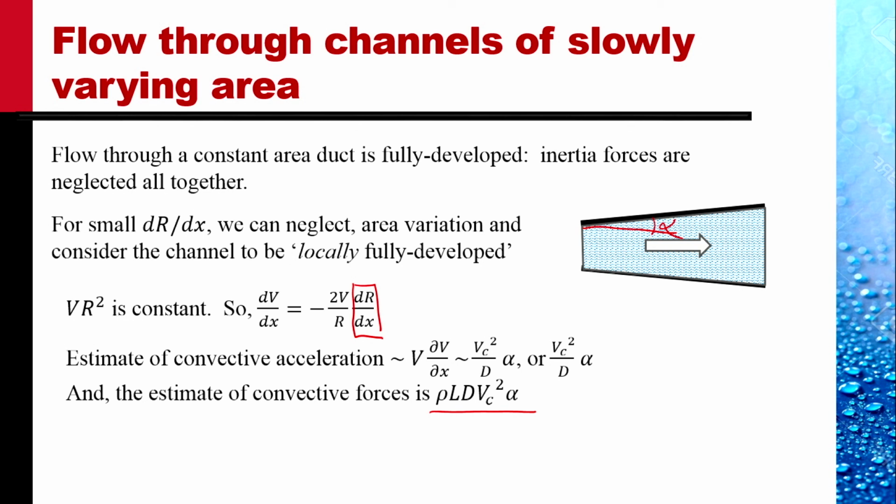Notice that here we consider the mass as rho times the volume, and the volume is written as d square times L. The estimate of the viscous force is mu times d L, the surface area around the walls, times the velocity gradient in the radial direction, which would be Vc by d.